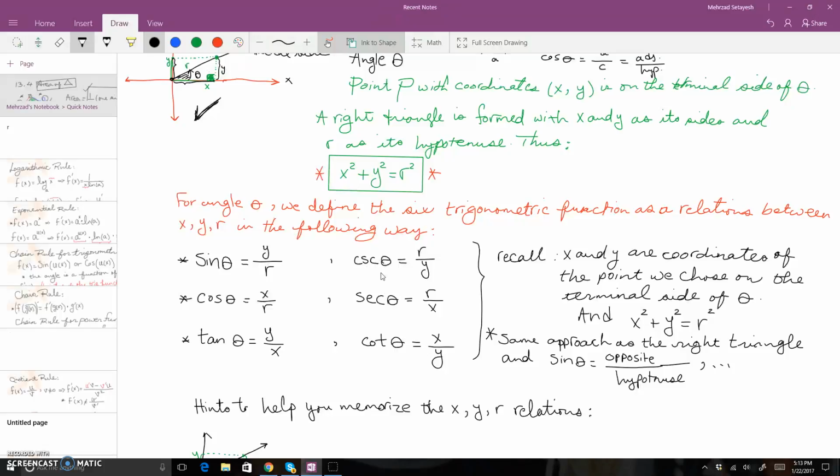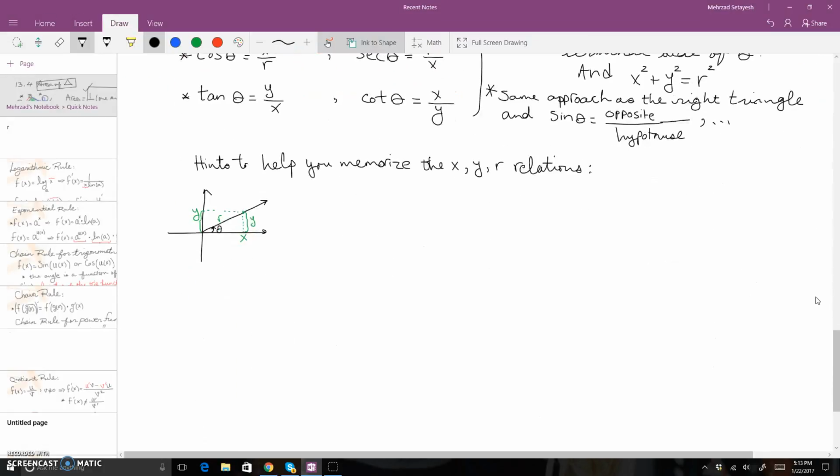And then you know that the 3 that I wrote on the right side, cosecant of theta, secant of theta, and cotangent of theta, are reciprocals of sine theta, cosine of theta, tangent of theta, respectively. So just keep in mind again that x and y are coordinates of the point we chose on the terminal side of theta. The relation between x, y, r is that x squared plus y squared is r squared. And we are doing the same approach as right triangles.